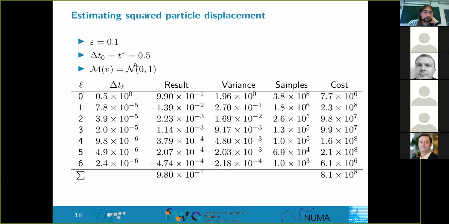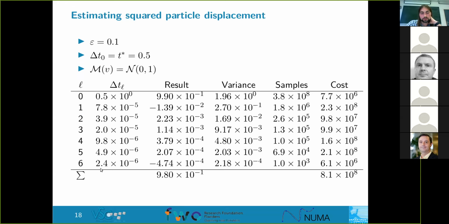Okay, so now we can simulate something. We're just going to take a very simple quantity of interest in a 1D model. We start all the particles in the middle of a line, and then we estimate the squared particle displacement after some time t star. Epsilon in this case is 0.1, and we're going to use a Gaussian velocity distribution.